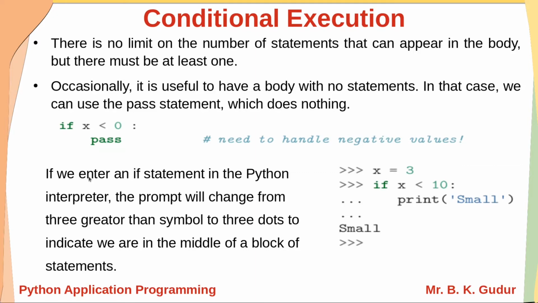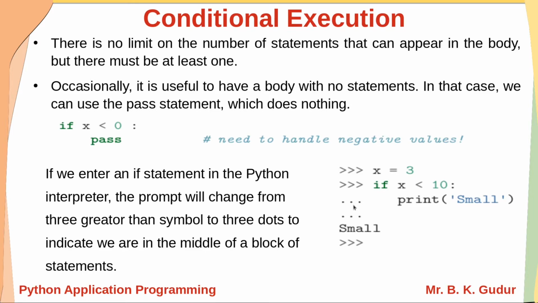If we enter an if statement in the Python interpreter, the prompt will change from three greater than symbols to three dots to indicate we are in the middle of a block of statements. Meaning, dear students, whenever we start entering an if statement within the interpreter, the greater than symbols, which is the Python interpreter prompt, will change to three dots. What these three dots indicate is that we are in the middle of entering some block.